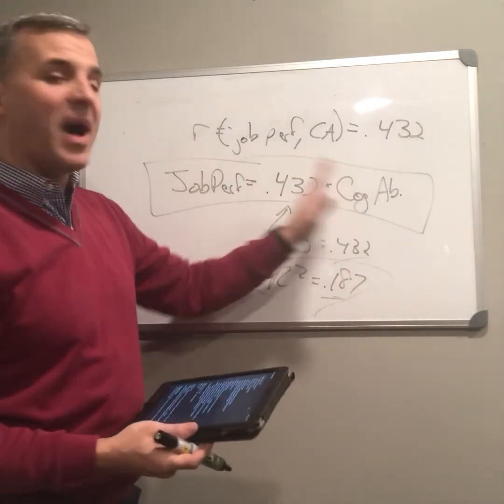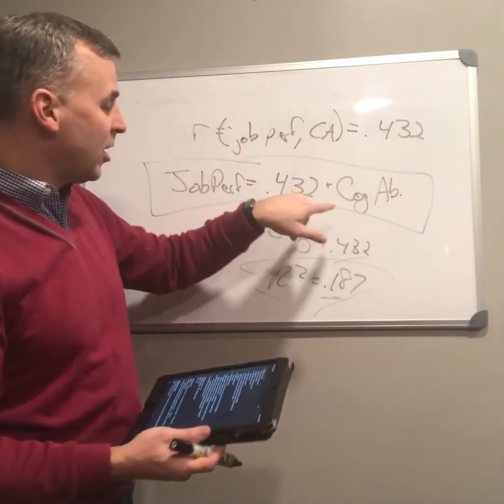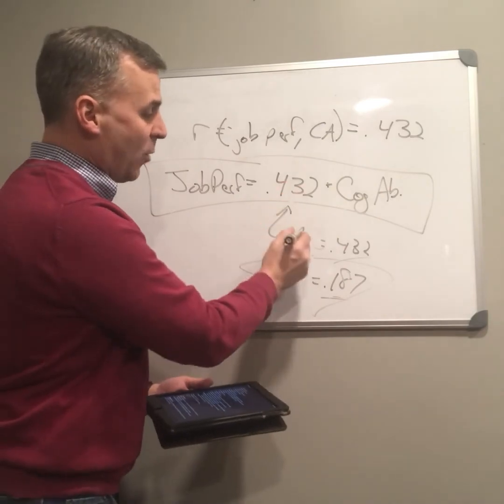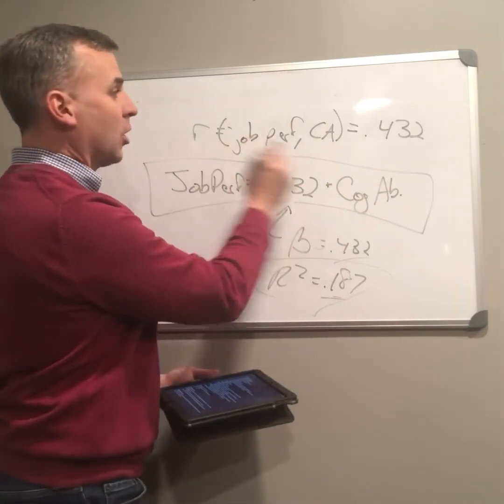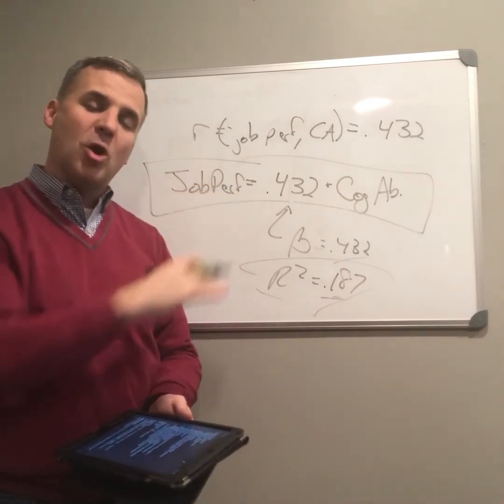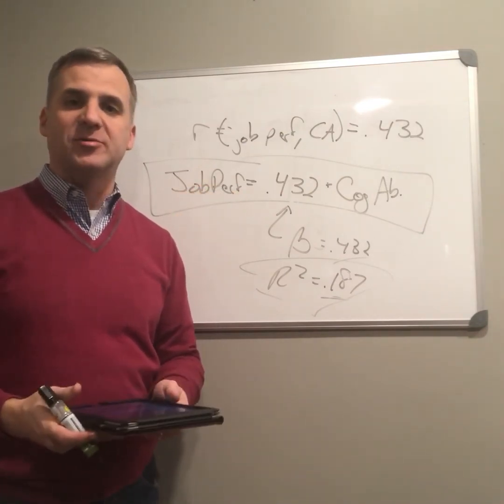And again, this is bivariate regression. We have two variables, one relationship between the two. This beta weight is the same as R, the correlation between job performance and cognitive ability. And that's how we go about interpreting our standardized regression equation.